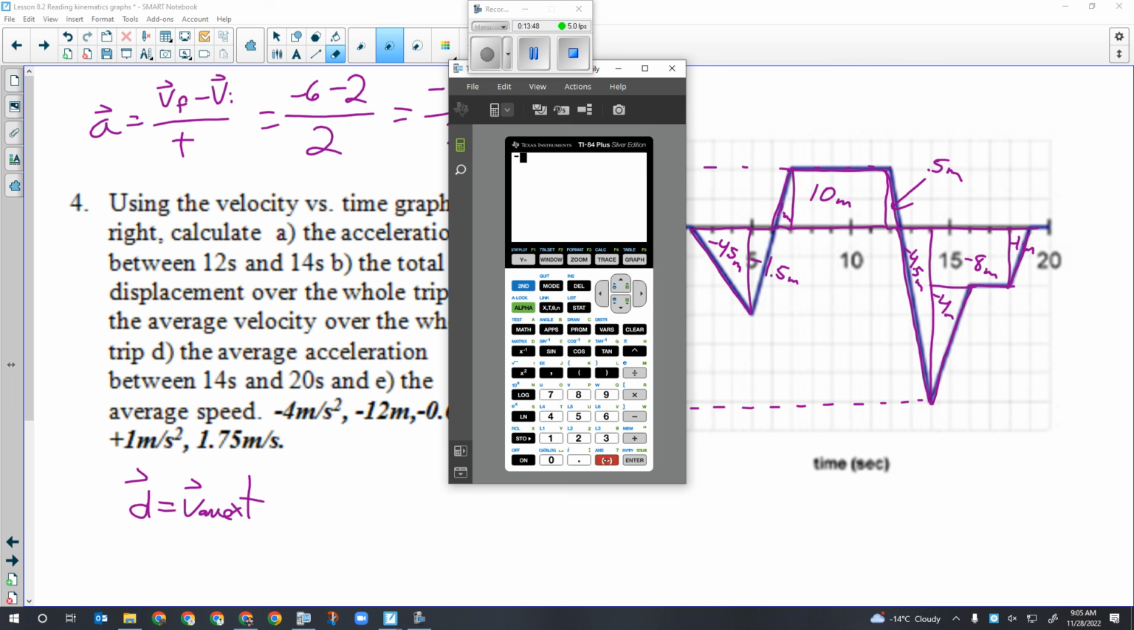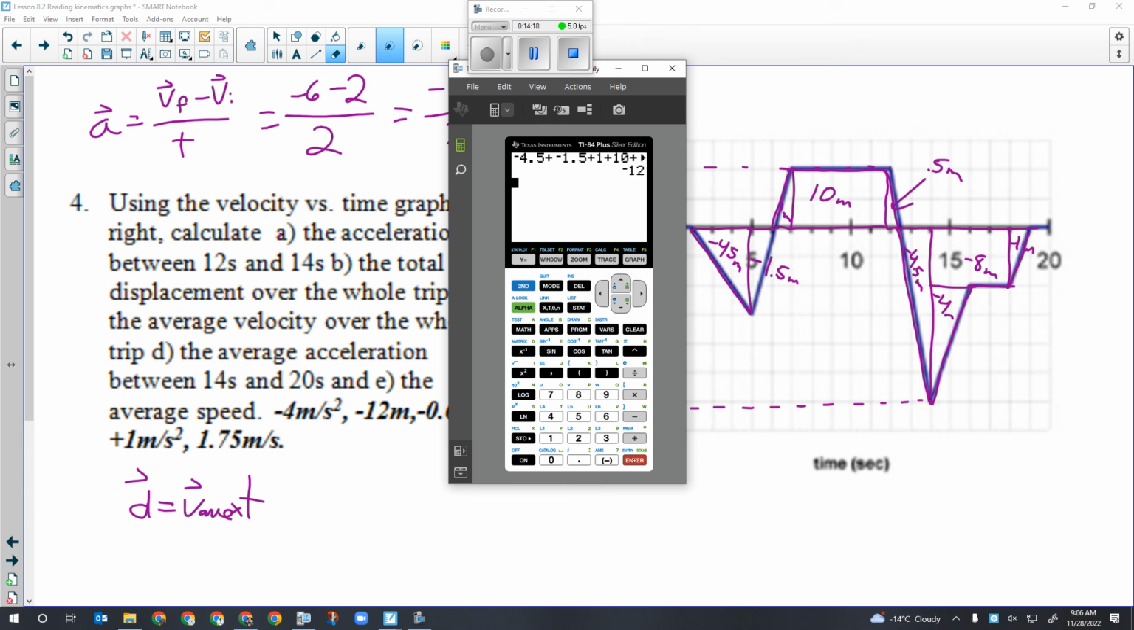All right, so we'll have -4.5 plus -1.5 plus 1 plus 10 plus 0.5 plus -4.5 plus -4 plus -8 plus -1. All right, so we got -12 meters as our total displacement.